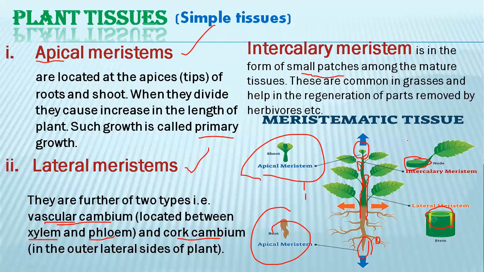Like when we cut the grass or cut the trees, from the cut parts new leaves of the grass and the trees originate and arise. So that is due to the presence of intercalary meristem.